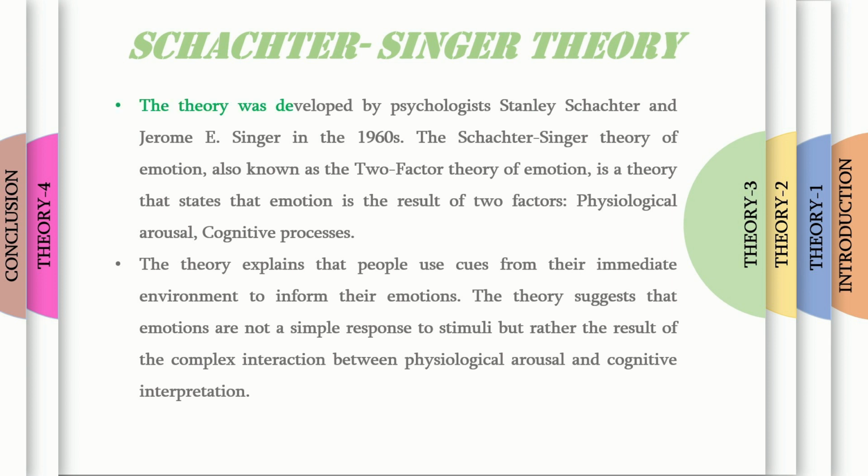The theory was developed by psychologists Stanley Schachter and Jerome E. Singer in the 1960s. The Schachter-Singer theory of emotion, also known as the two-factor theory of emotion, is a theory that states that emotion is the result of two factors: physiological arousal and cognitive processes. The theory explains that people use cues from their immediate environment to inform their emotions.